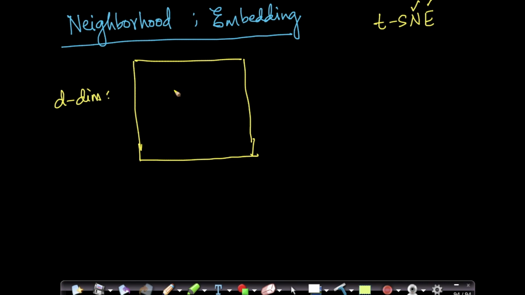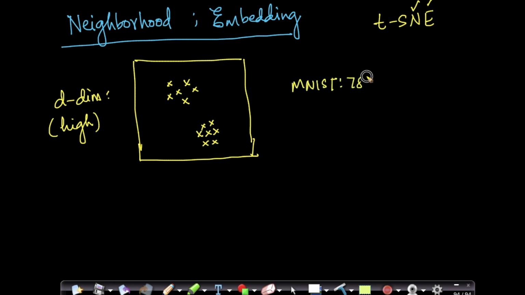Suppose I have my points like this in my d-dimensional space, a high dimensional space, and let's also ensure that d is large enough. So if you take our MNIST data set, we have 784 dimensions. Let's assume all our zeros are close to each other, and all of our ones are close to each other in the 784 dimensional space, which you can't visualize. So let's try to define what the neighborhood of a point is.